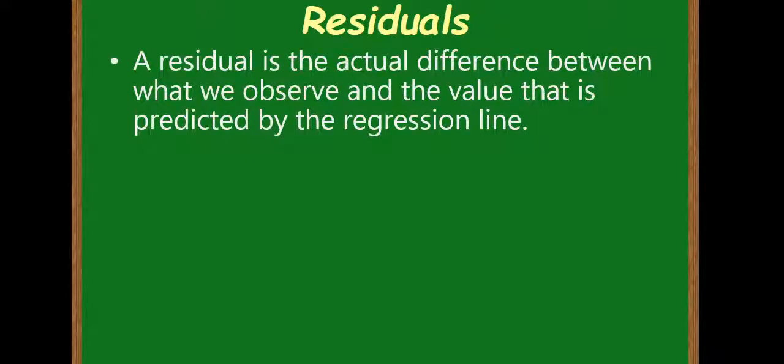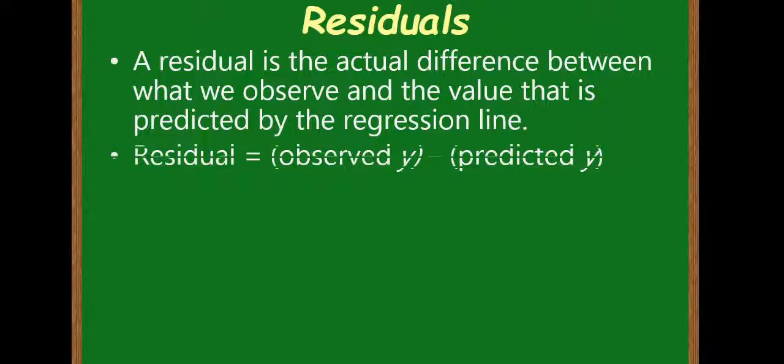A residual is the actual difference between what we're going to observe on the scatter plot and the value that would be predicted by our regression line. Remember, the regression line does not necessarily connect points that are on the scatter plot. It is listing off all of the predicted y values for each possible x. And what we're going to see is that it's going to miss the actual points on the scatter plot actually most of the time. So the residuals are going to be the distances between those actual points and the line itself.